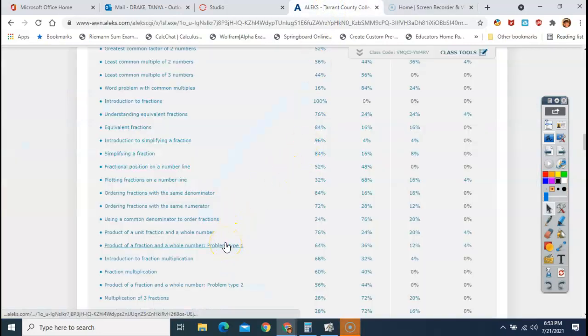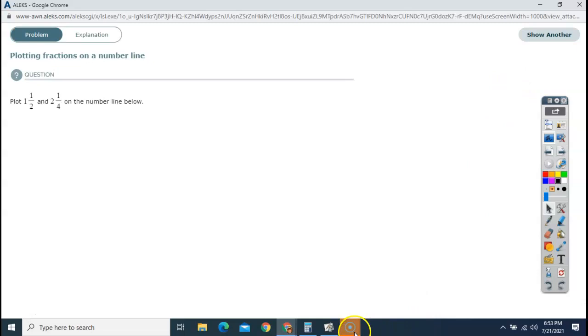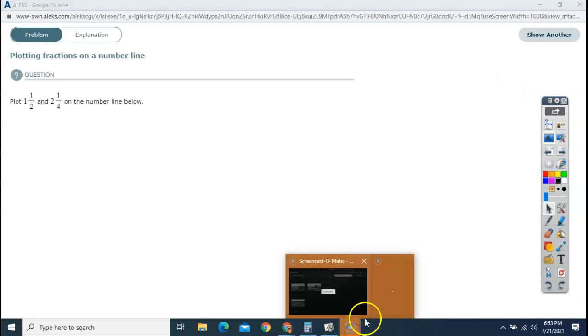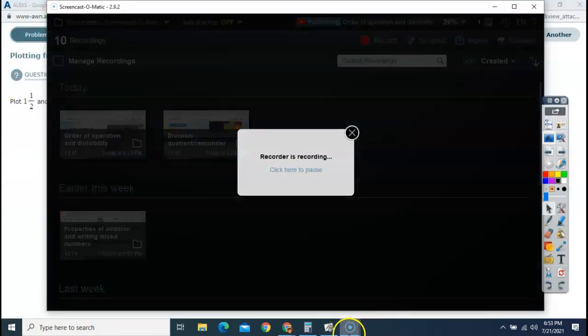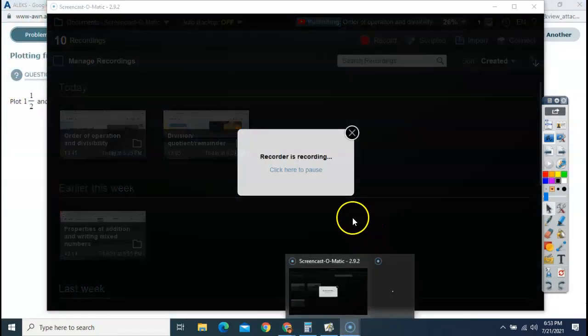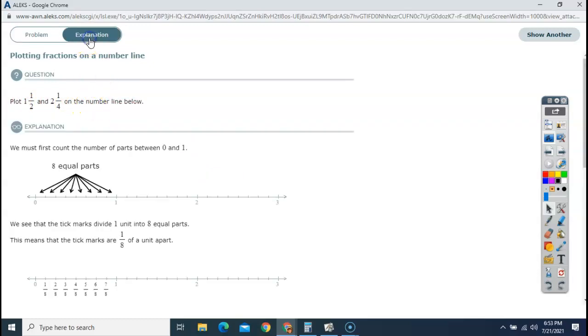All right, for today, I want to also talk about plotting a fraction on a number line. All right, so how in the world would I plot 1 1/2 and 2 1/4 on a number line? Okay, so here's the explanation.